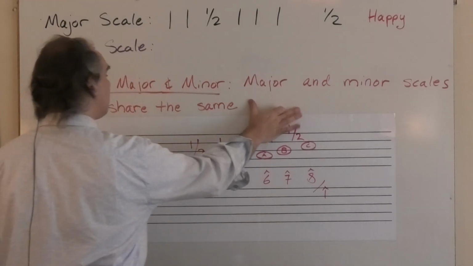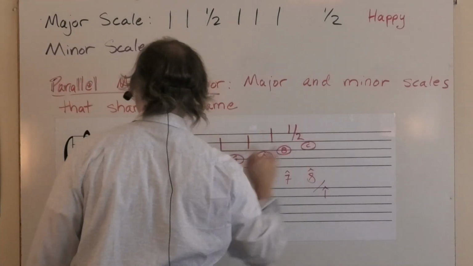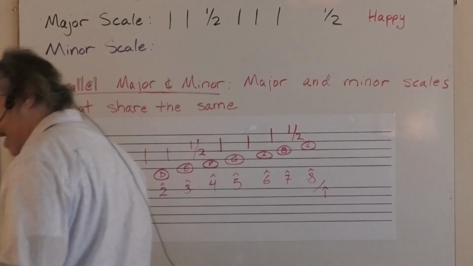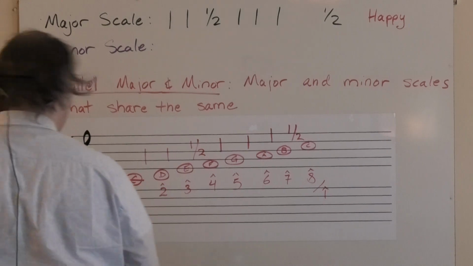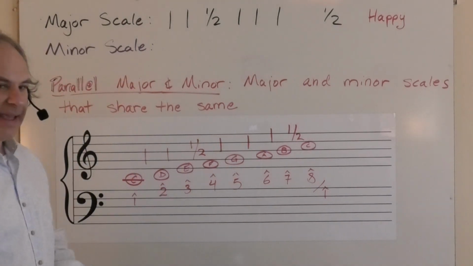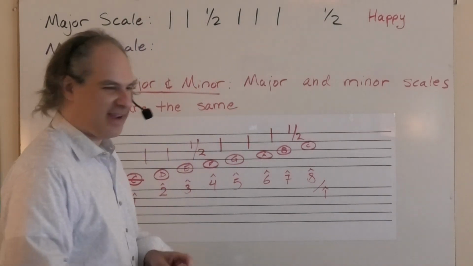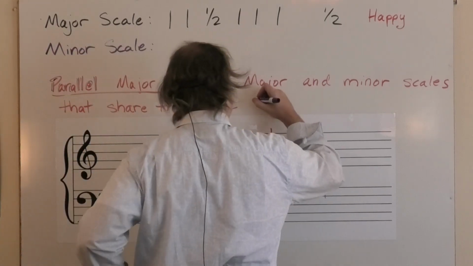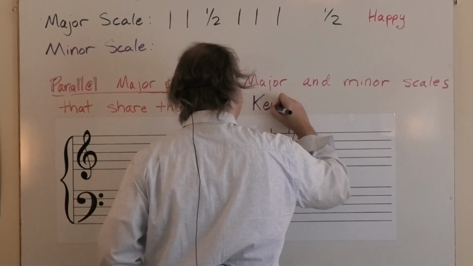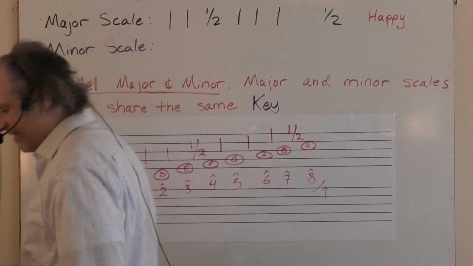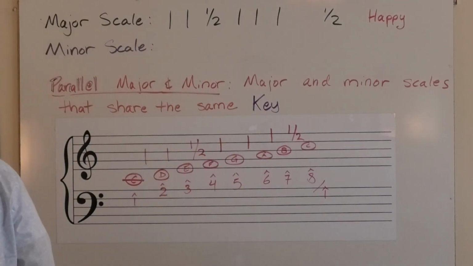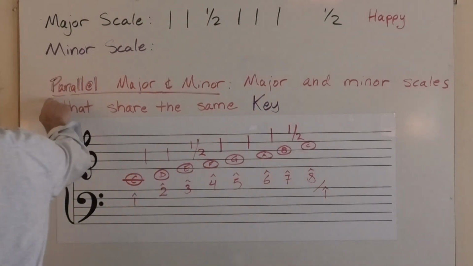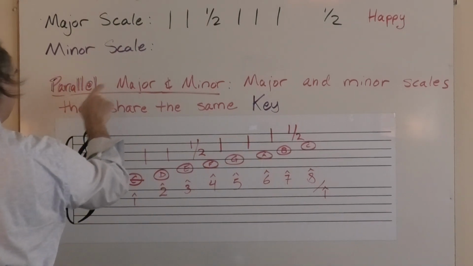So I'm going to erase the word notes. Major and minor scales that share the same, what? Shout it out when you know it. Key. That's right. We did this yesterday. That share the same key, key of C, or share the same note name. So that's it. That's parallel major and minor. P-A-R-A-L-L-E-L. I kind of messed that up.